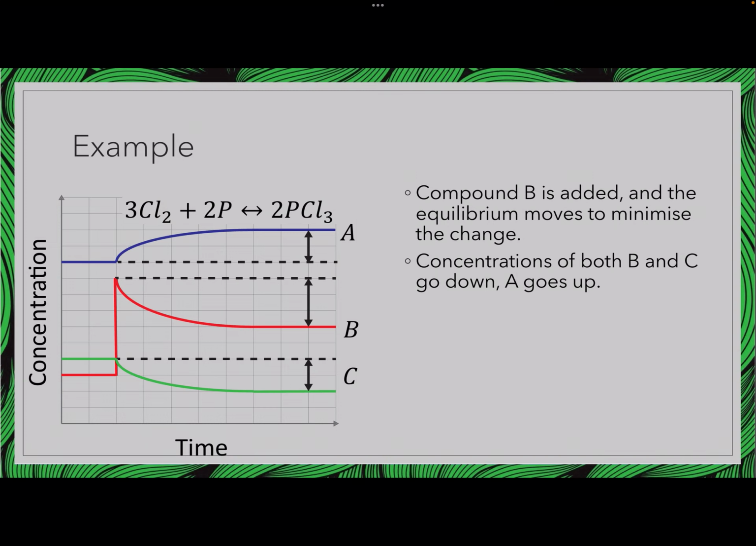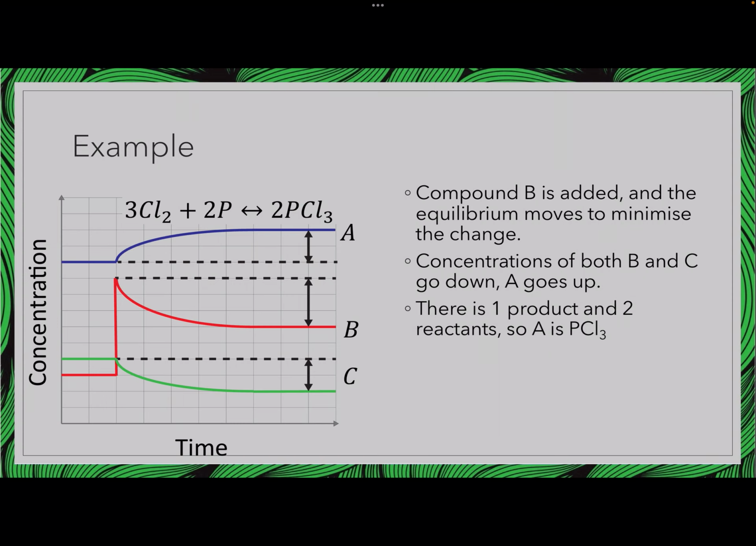Now, out of B and C, which one's which? Which one's the 3 Cl2s, which one's the 2 phosphoruses? Well, this is where our stoichiometric ratios come in. We can see that for every 2 moles of phosphorus trichloride that we make, we use up 2 moles of phosphorus and 3 moles of chlorine. And so B goes down by 3, C goes down by 2. So B should be Cl2, C should be phosphorus.